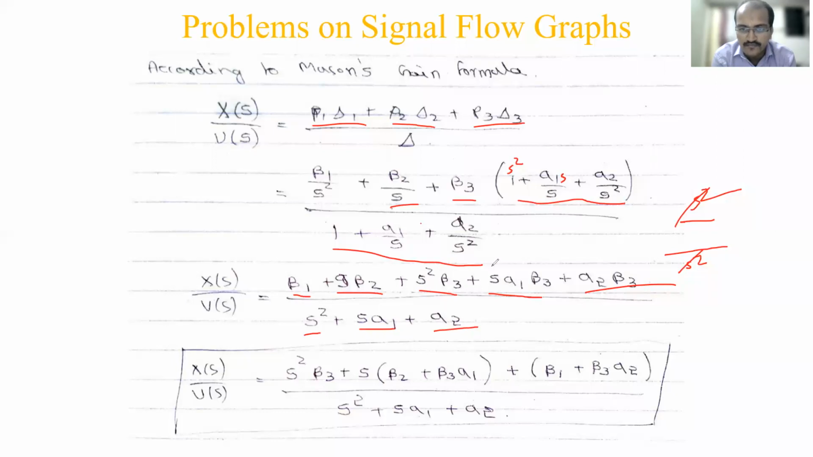Finally, we have grouped all the S square terms in the numerator, S terms and constant terms. Only one S square term is there, that is written first, S square beta 3. And there are two S terms: one is S beta 2, another is S A1 beta 3. S is common, so beta 2 plus beta 3 A1 will come. And then two constant terms, again beta 1 and A2 beta 3. These two are written together. So both numerator and denominator are in the same form: S square, S and constant term. This is your final answer for the given system equations.